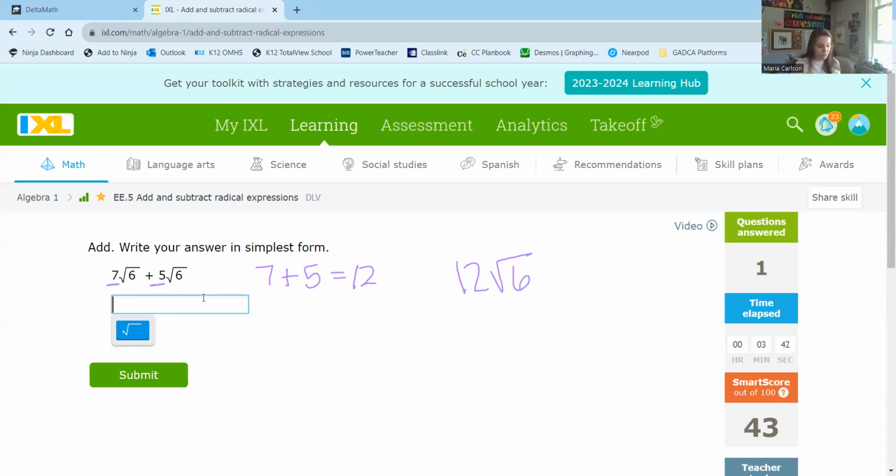So that square root of 6 is almost like a variable. We have 12 of those things that are square root of 6.